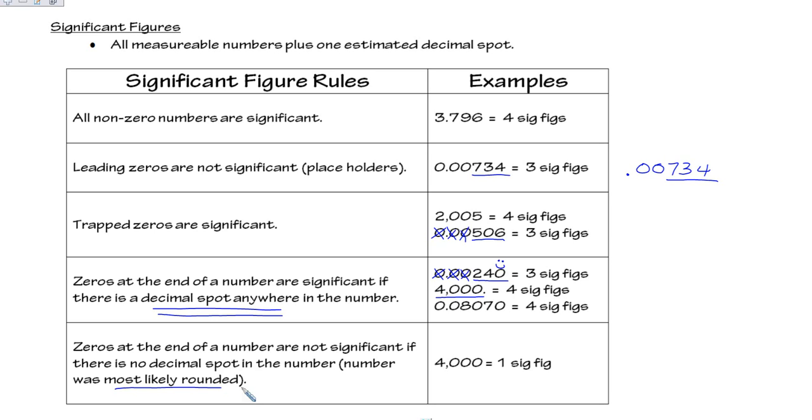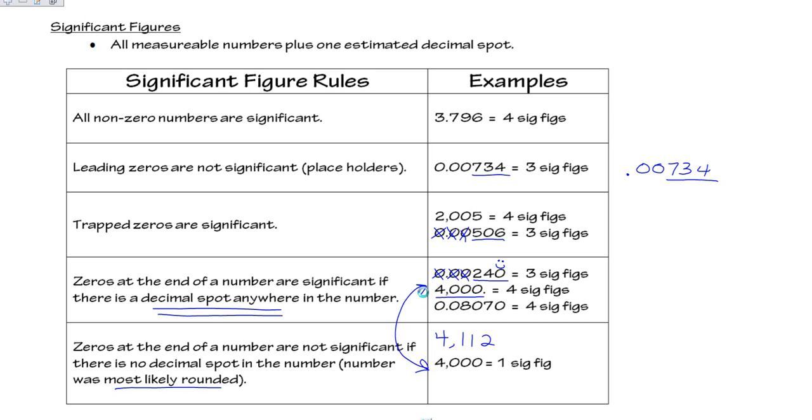Or maybe the original number for some reason was like 4,112. And I was supposed to round to the nearest 1,000. Okay, well then I'll round it to 4,000. But that was not the original measurement, so I will not put a decimal spot to show that this was a rounded number. So these guys, to a rookie, would look the same.